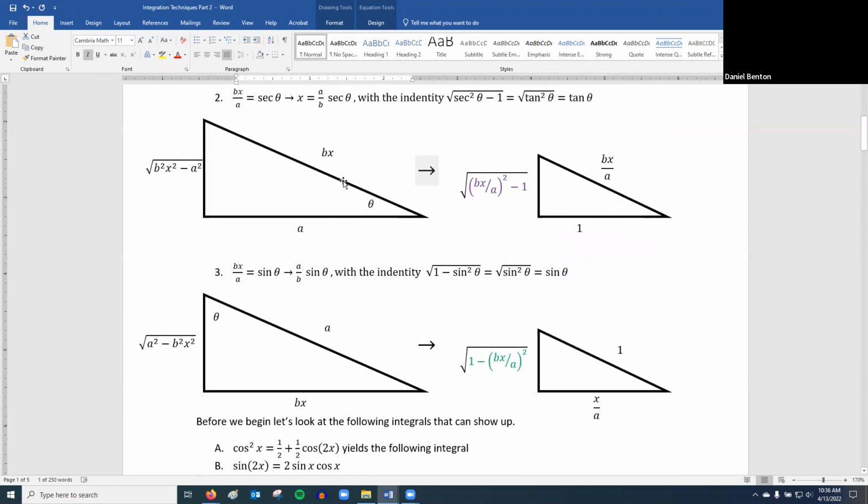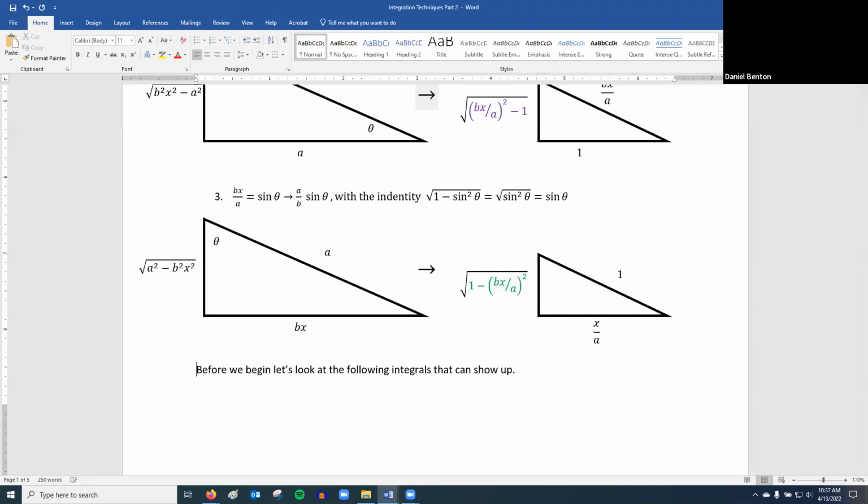Our last triangle looks just like this one, except instead of having the bx on the hypotenuse and the a on the adjacent, we have the a on the hypotenuse and the bx on the opposite, right? So when we do this, there's our theta, opposite over hypotenuse is sine. So sine theta equals bx over a, right? And we're going to use this form again by dividing out the a. So when we have 1 minus bx over a squared, we put a sine in there, we get 1 minus sine squared, which is just cosine squared, which we can take the square root of, and it works nicely. Okay.